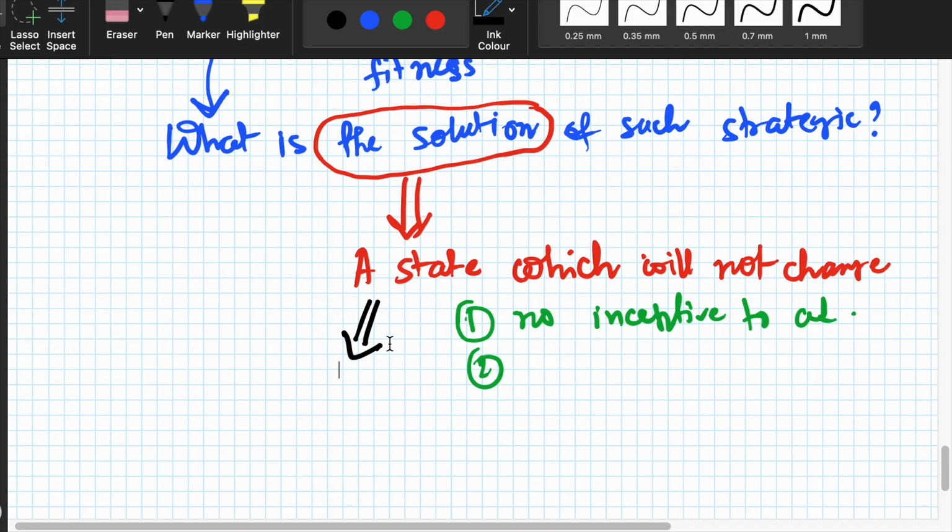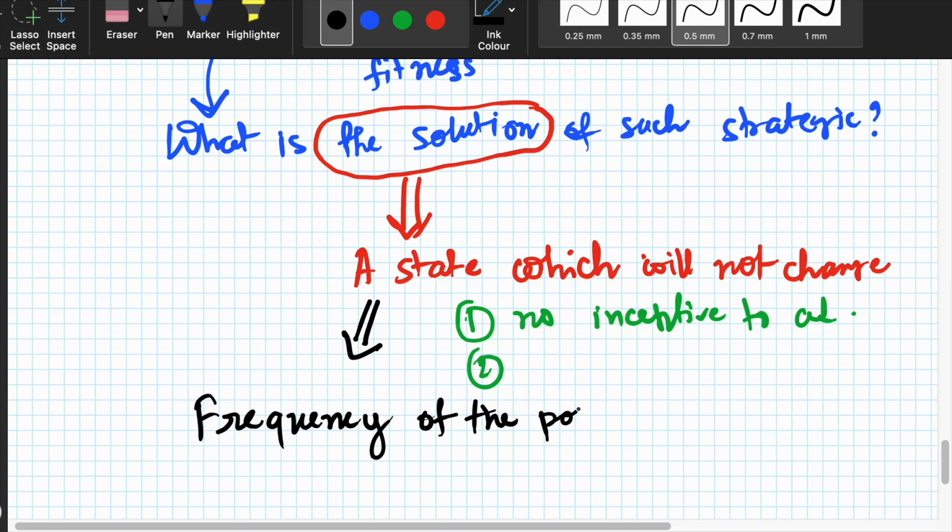Now I am talking about if my state is the frequency of the population. Now when the population frequency will not change, that state will correspond to the solution concept or equilibrium concept. Now what do I mean by not change?